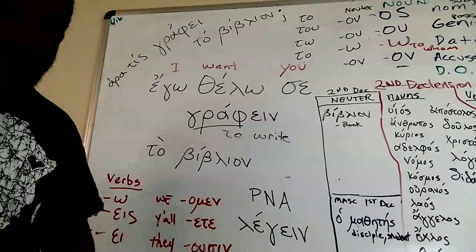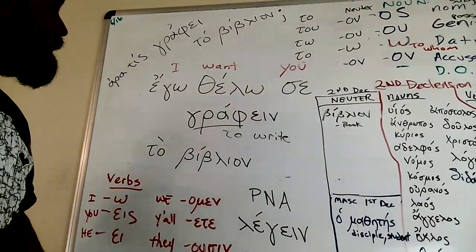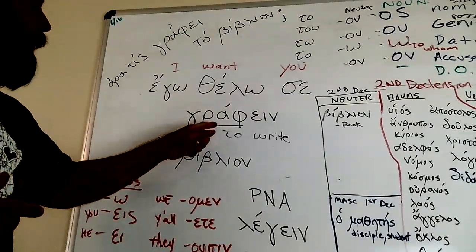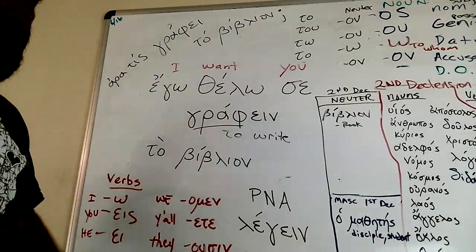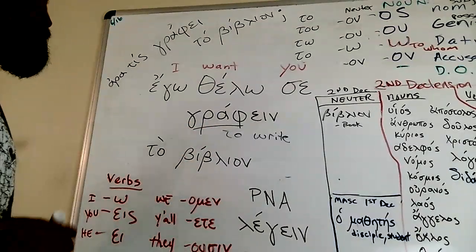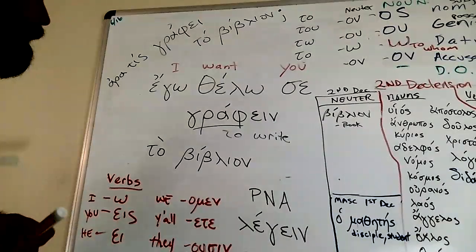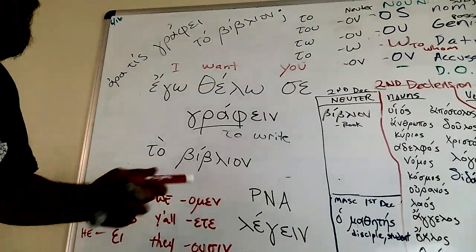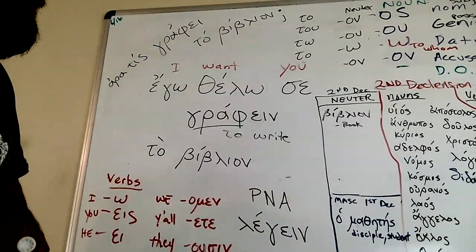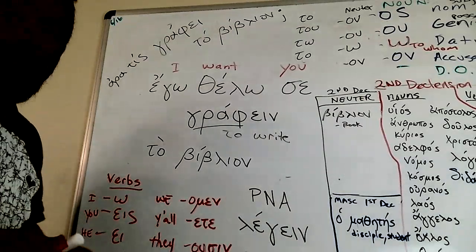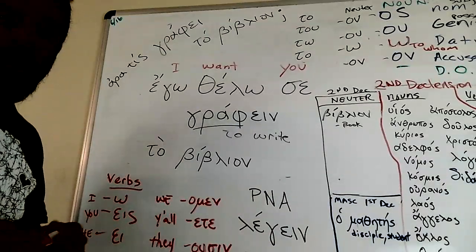So cool. All right, so let's do this. Let's swap out graphein and put some different verbs in there. So let's say, I want you to. So one of our verbs is have. So what's the verb for have? To have, or I have?